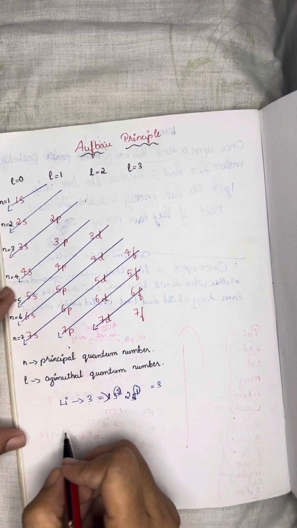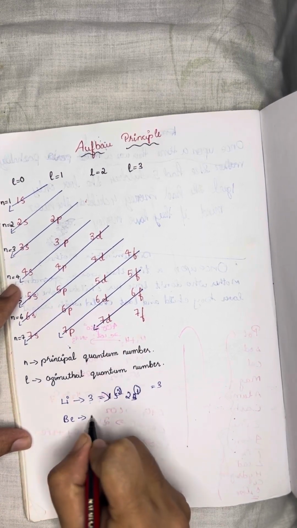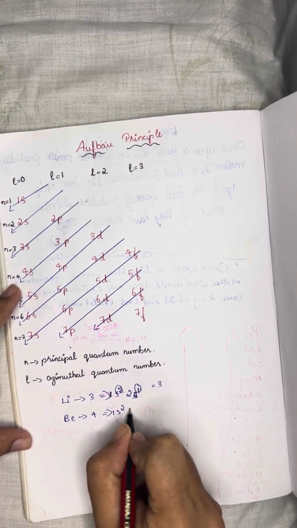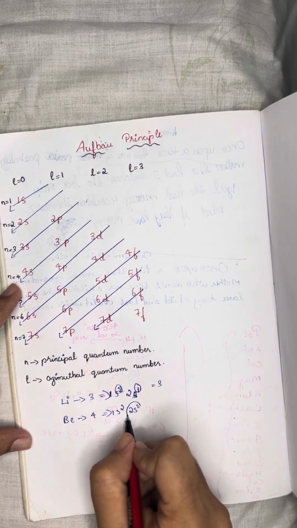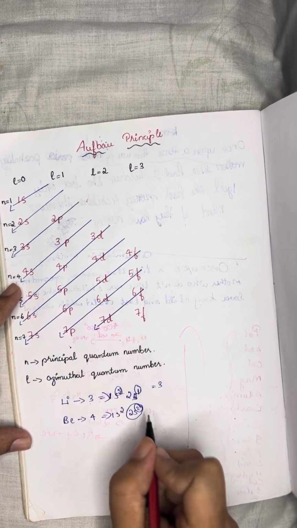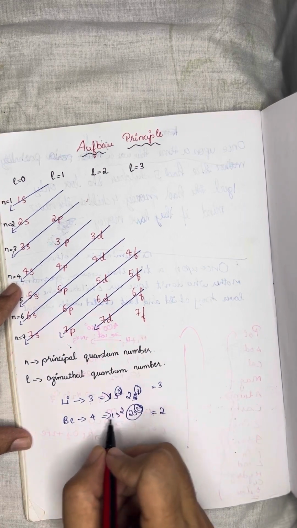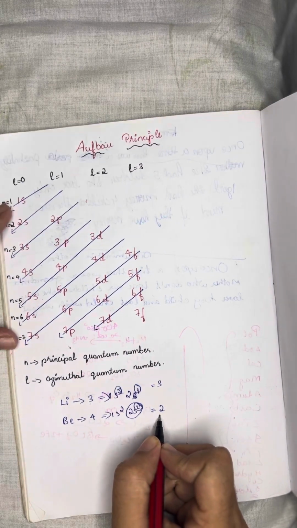And again, let me consider another element, for example, beryllium. You know the atomic number of beryllium is 4, right? So 4 means it will be 1s2, 2s2. How many electrons are there in the outermost shell? 2 electrons are there in the outermost shell. So the total number of electrons here is 2 plus 2 is equal to 4. 4 electrons are present in beryllium.